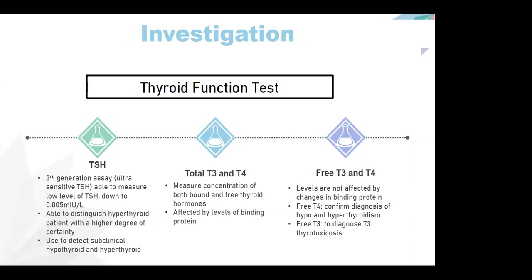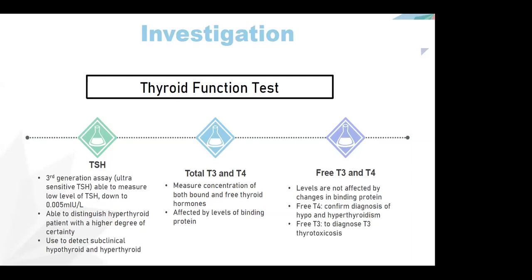So first we can measure TSH, third generation TSH assay. They are able to measure low levels of TSH down to 0.005 milli international unit per liter. And this assay is able to distinguish hyperthyroid patients with a higher certainty.